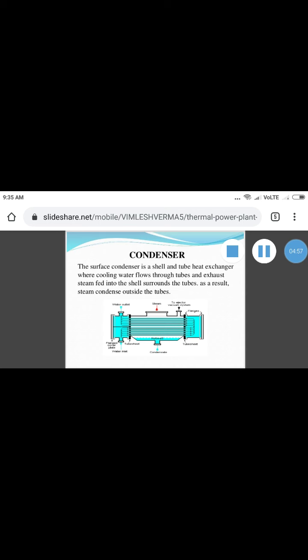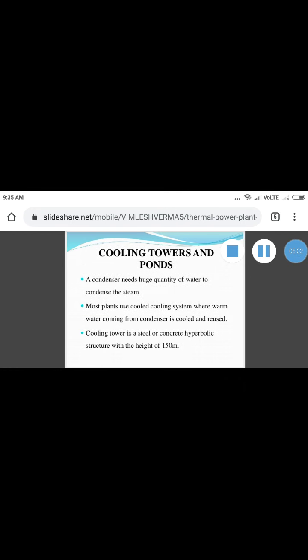As a result, steam condenses outside the tubes. Cooling towers and ponds. A condenser needs huge quantity of water to condense the steam. Most plants use a closed cooling system where warm water coming from the condenser is cooled and reused. Cooling tower is a steel or concrete hyperbolic structure with height of 150 meter.